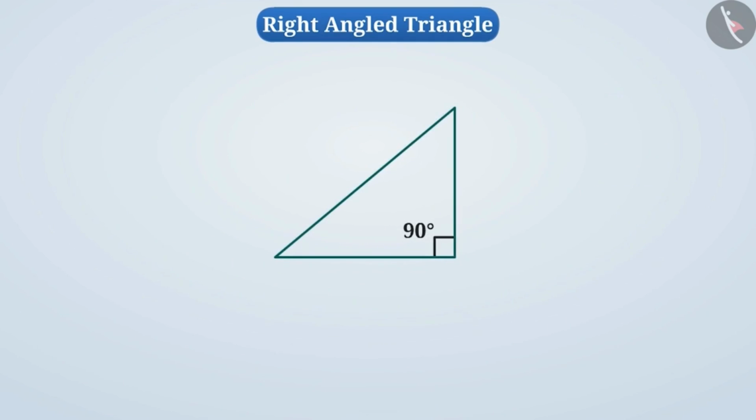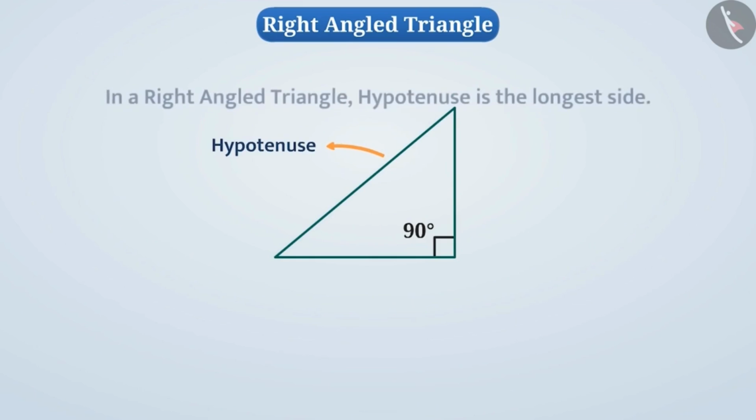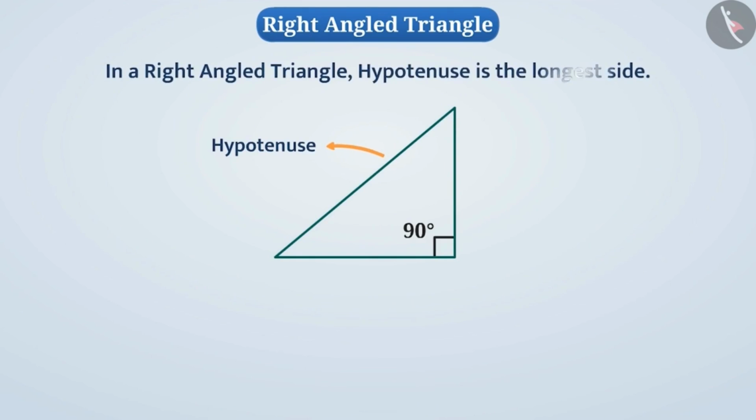Children, in a right angle triangle, sides are given special names. In a right angle triangle, the side opposite the right angle is called the hypotenuse. In a right angle triangle, the hypotenuse is the longest side. The sides that are smaller in measure than the hypotenuse are called the legs of the right angle triangle.